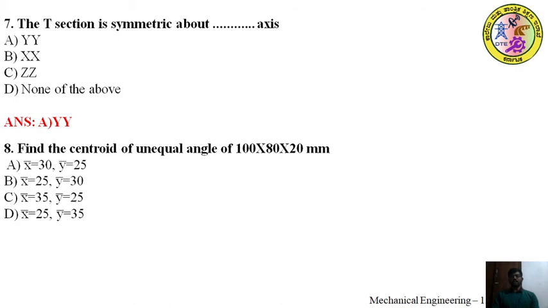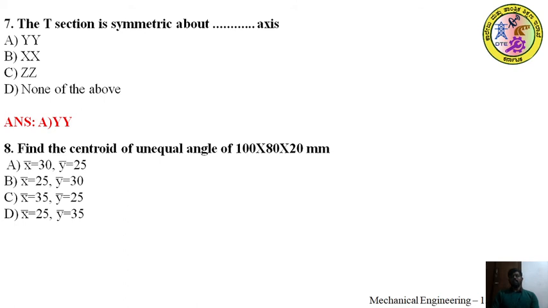Eighth question, find the centroid of unequal angle of 100 into 80 into 20 mm. Unequal angle means it is an L section. Option A, x bar is equal to 30, y bar is equal to 25. Option B, x bar is equal to 25, y bar is equal to 30. C, x bar is equal to 35 and y bar is equal to 25. And option D, x bar is equal to 25, y bar is equal to 35. For this we need to do some calculation. You guys try at home.